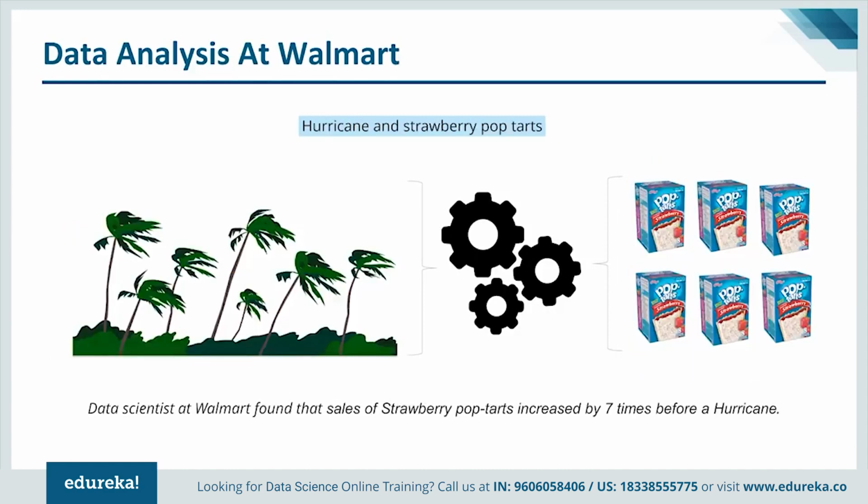Another example is that through association rule mining, Walmart found out that strawberry Pop-Tart sales increased by 7 times before a hurricane. A data analyst at Walmart identified the association between hurricanes and strawberry Pop-Tarts through data mining. Now guys, don't ask me the relationship between Pop-Tarts and hurricanes, but for some reason, whenever a hurricane was approaching, people really wanted to eat strawberry Pop-Tarts. So Walmart placed all the strawberry Pop-Tarts at the checkouts before a hurricane would occur. This way they increased sales of their Pop-Tarts.